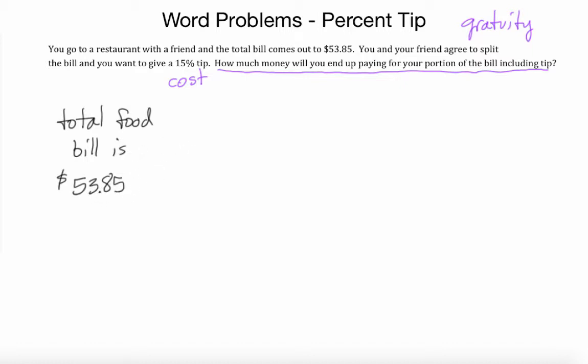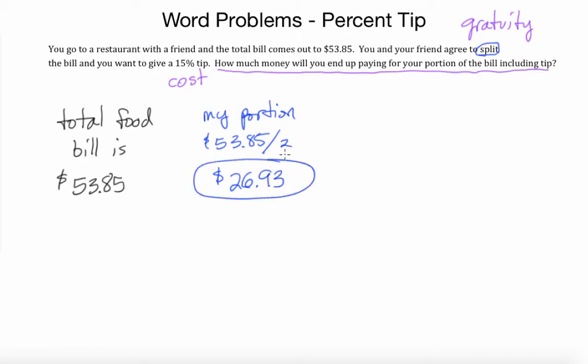That's just the food. I also know, looking from the details, that I'm splitting it with a friend. So my portion is going to be half of that, so $53.85 divided by 2. And if I round it to the nearest cent, because I'm dealing with dollars, is $26.93. So I had to round it up just a little bit. Okay, so that's my portion. I'm taking care of that half of the bill.